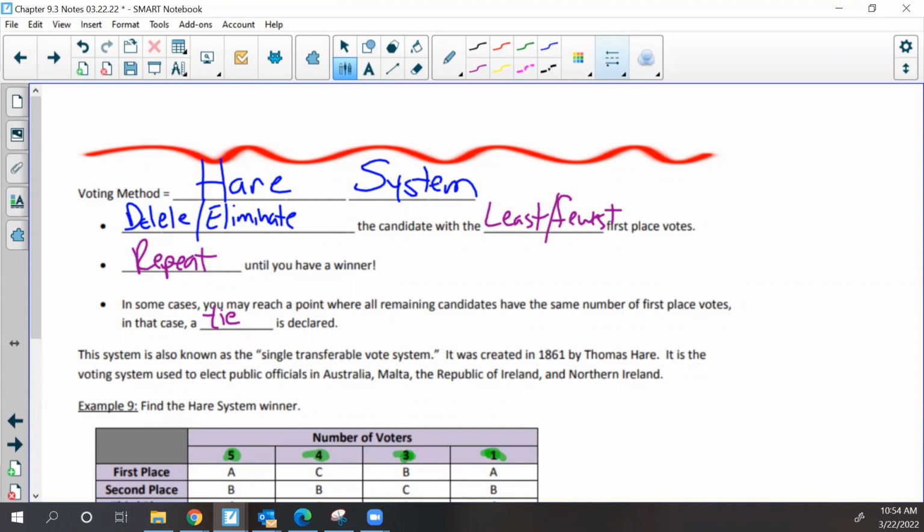The system is also known as a single transferable vote system. It was created in 1861 by a guy named Thomas Hare, hence why we call it the Hare system. It is a voting system used to elect public officials in Australia, in Malta, and in the Republic of Ireland and Northern Ireland. So it's used around the world.